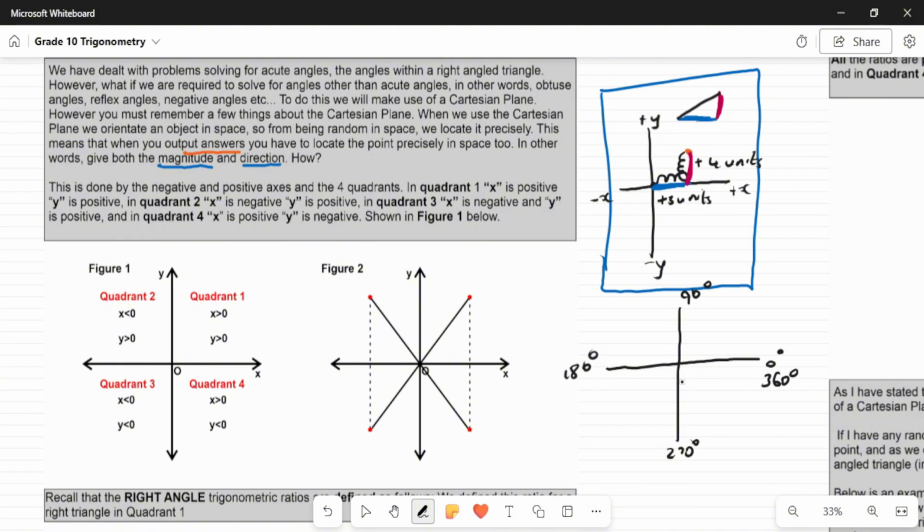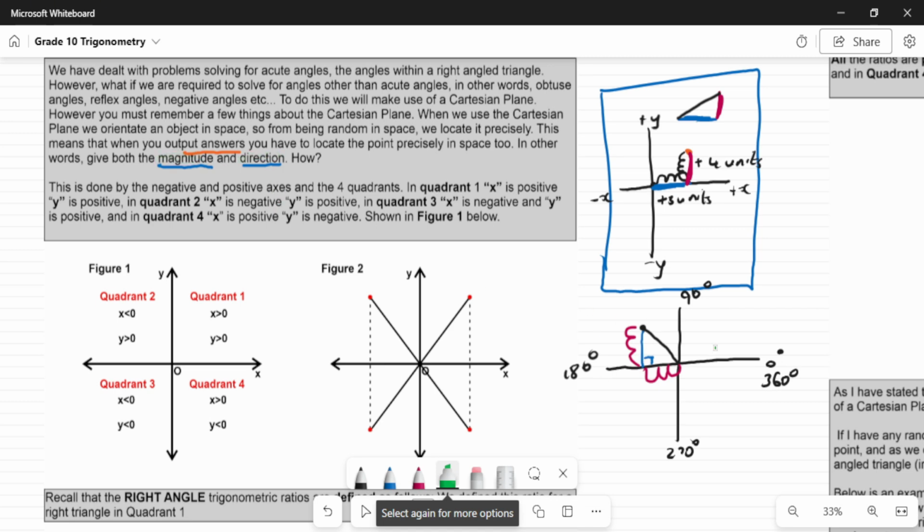And how does it enable us to do that? Because if I take any random point in any quadrant, and I drop a vertical line to the x-axis, I form a right angle triangle. This enables me to do two things. It enables me to define how many units to the left or to the right of the origin this point lies, and how many units up or down this point lies from the origin. And what does that enable me to do? It enables me to give both the magnitude and the direction.